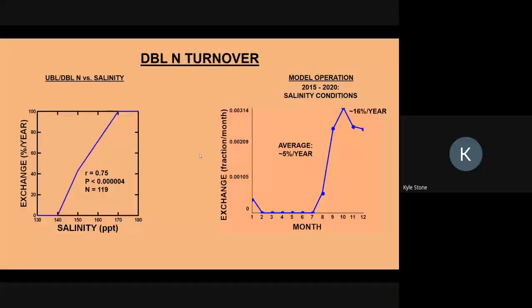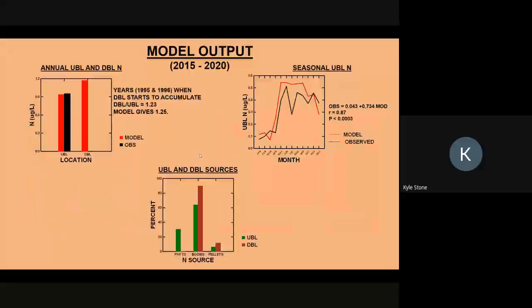Averaging over the entire year, only about 5% of the nitrogen was turned over between 2015 and 2020. Only about 5% of the nitrogen was being released from the deep brine layer back into the upper layer. Okay, so what does this all mean? Run the model, what does it tell you?